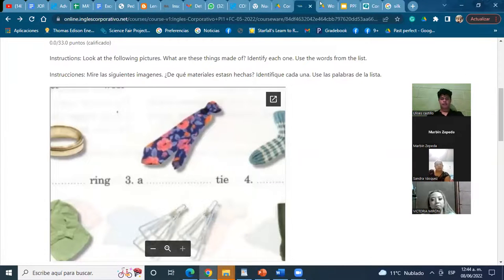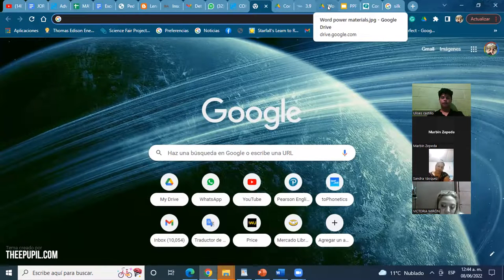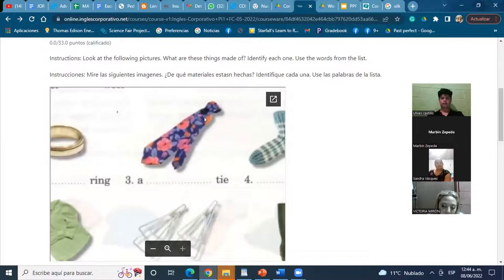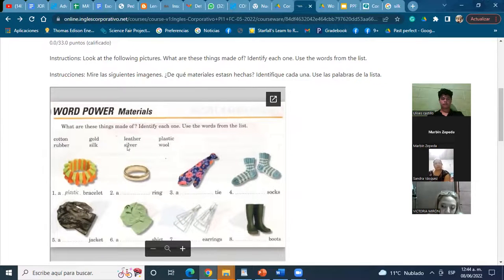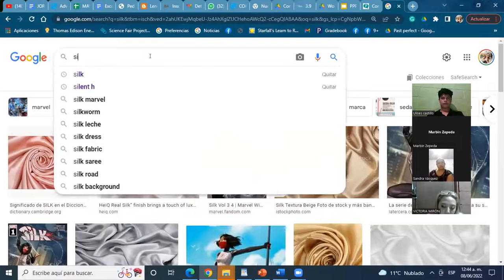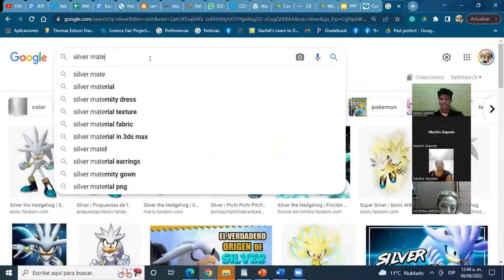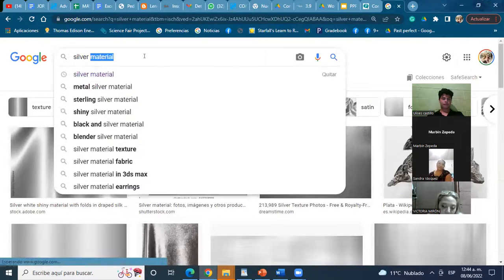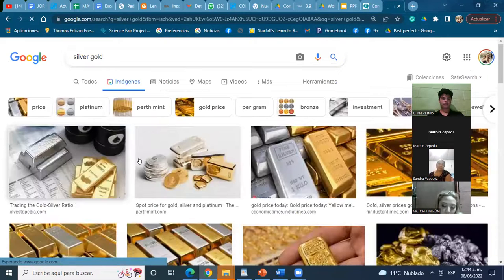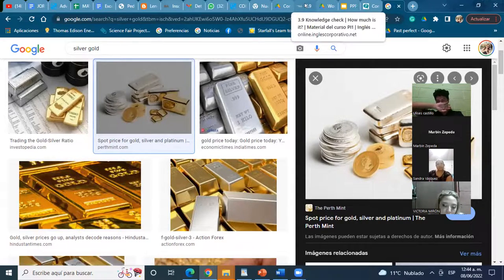And what else? Let me see. Gold, leather, silver. Plata. No, that's not silver. That's cereal. You see. Silver and gold. I'm going to put silver and gold. Look. So this is silver and this is gold. Is that clear? Yes. Right. Perfect. Now we're going to put them together.